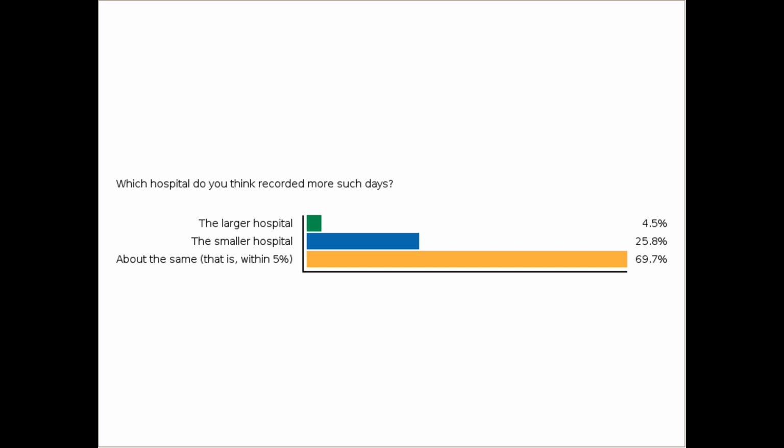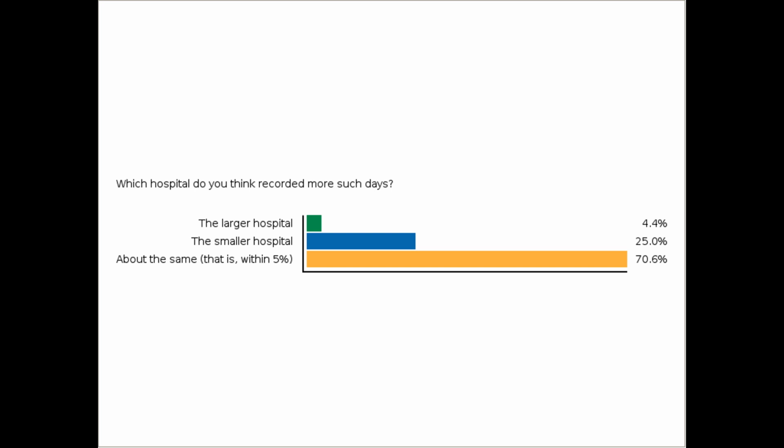Okay. So a small group thought the larger hospital, good on you. A larger group thought the smaller hospital, but most of you felt they would be close together. And the answer is the smaller hospital. And the reason is that because that hospital delivers only a third as many babies, the variance in that smaller sample is going to be higher than for the larger hospital. So the smaller the sample, the higher the variance.